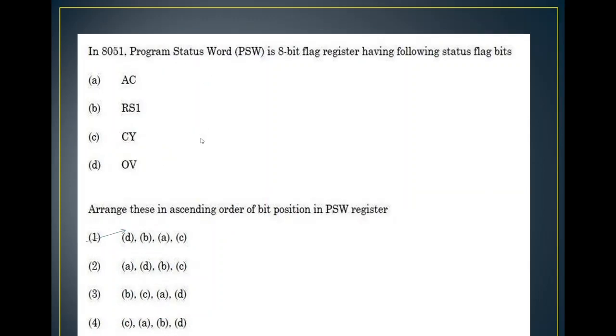Next, in 8051, the program status word PSW is an 8-bit flag register having the following status flag bits: AC, RS, 1, CY, and OV. Arrange these in ascending order of bit position in the PSW register. Option first, DBAC; option second, ADBC; option third, DBCAD; and option fourth, CABD. The correct option is first, DBAC.